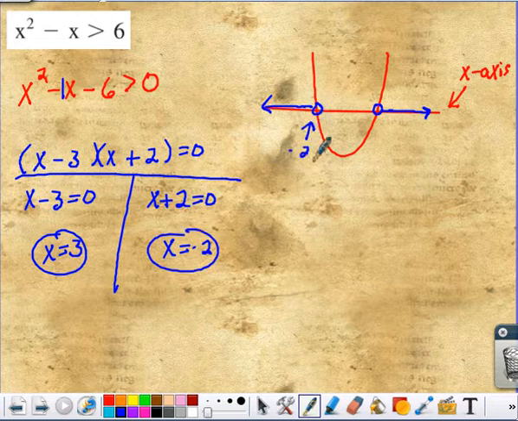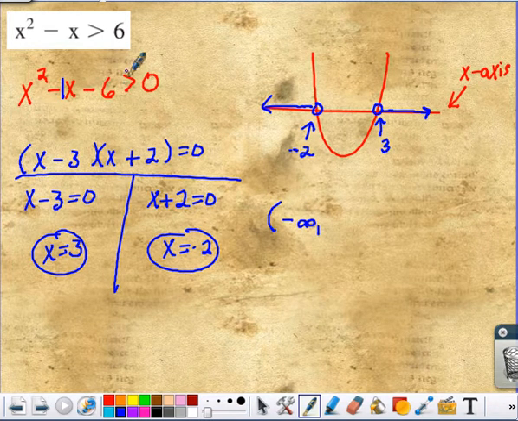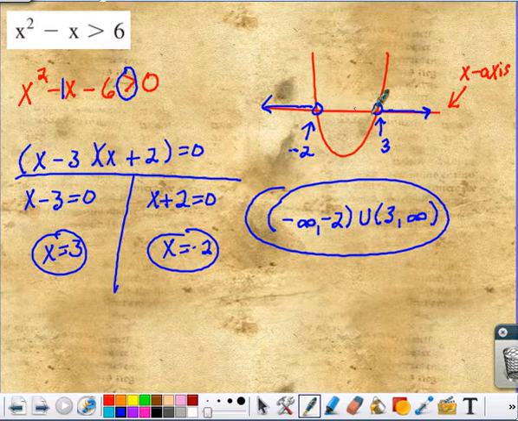This is negative 2. This is positive 3. Put them in order, please. So my solution set would be all values from negative infinity, and I'll check it this time. Since it's greater than or equal to, don't include negative 2. From negative infinity to negative 2, or from 3 to positive infinity. Everywhere except for negative 2 up to 3.